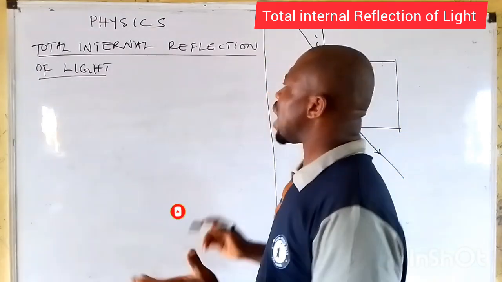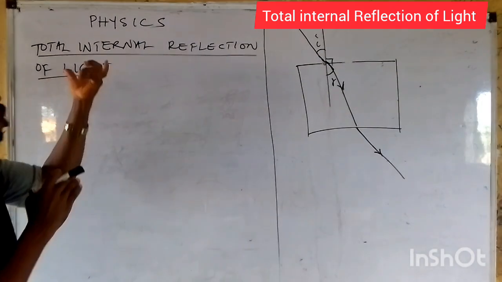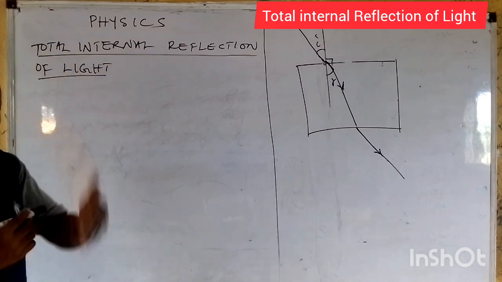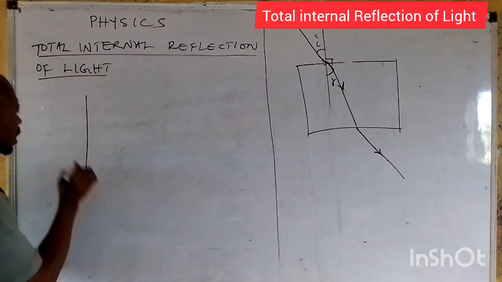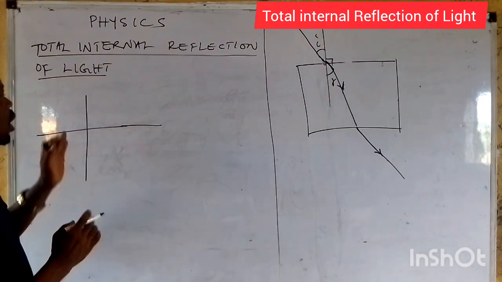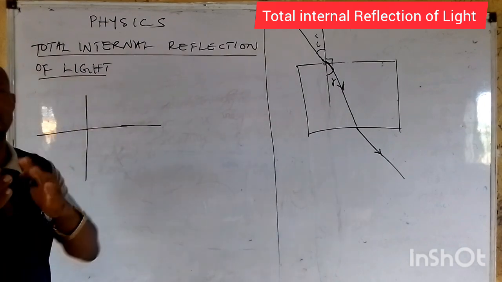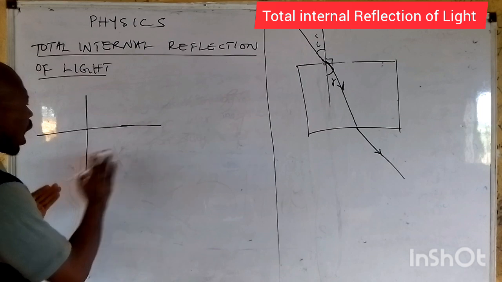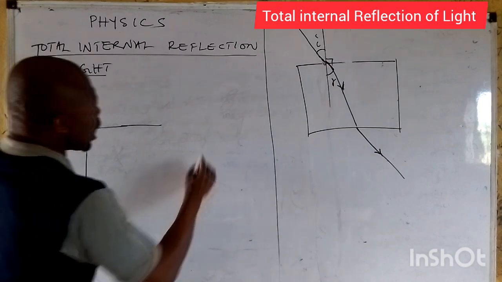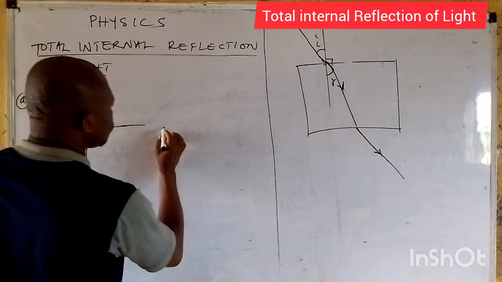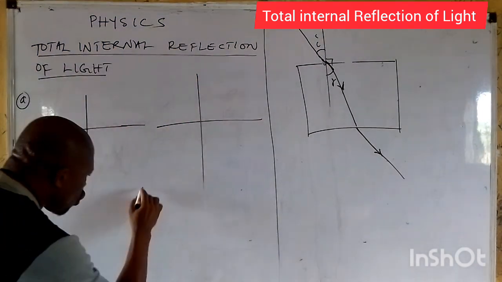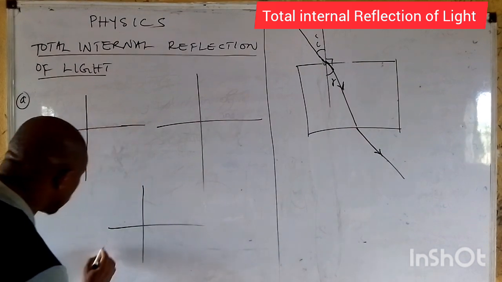Now, let us go. For total internal reflection of light, of course, this particular topic comes out every year. I want us to look at the behavior of light when it passes through the air and glass or water interface. We'll have this, and this is figure A. I want us to have another one here, figure B. And I also want us to have another one here, figure C.